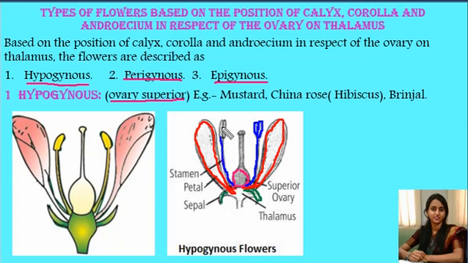Is it clear? So therefore, in a hypogynous flower, the ovary occupies the topmost position, whereas other floral whorls arise from the base of the ovary, or they are situated below the ovary. Then what is the position of the ovary in hypogynous flower? This is very important. The position of the ovary in hypogynous flower is said to be superior. Then the examples for hypogynous flowers. The hypogynous flowers can be seen in mustard.